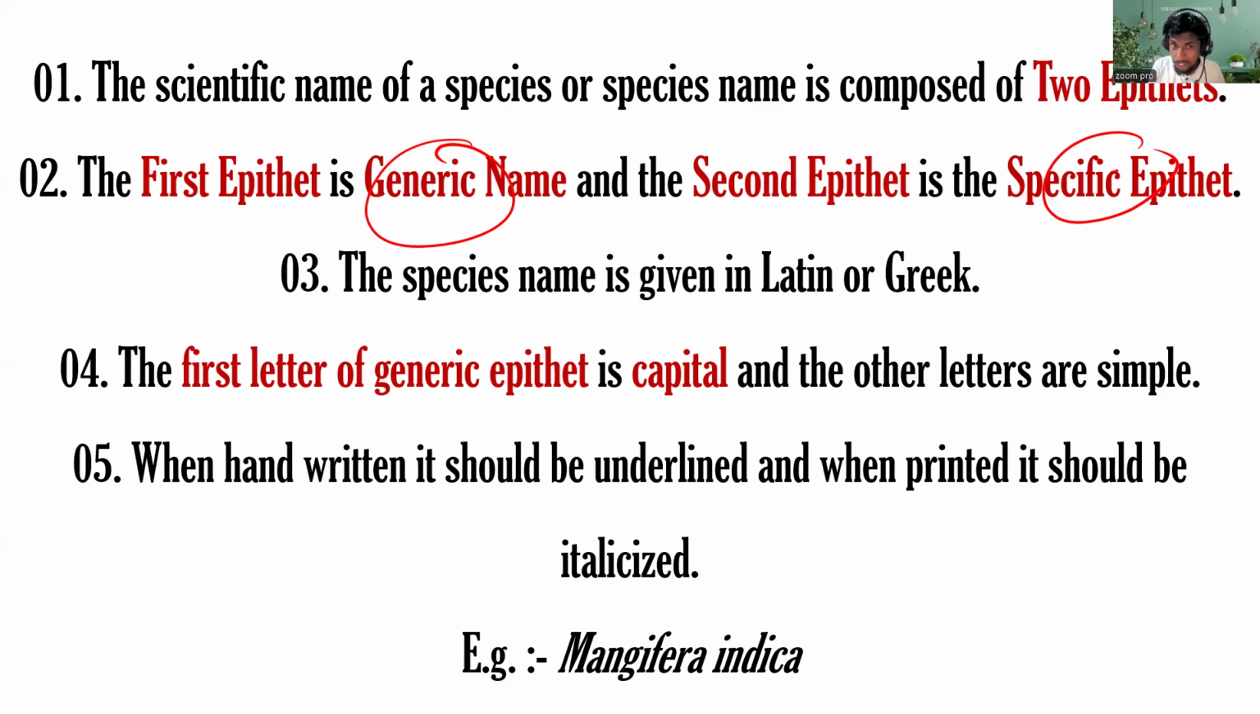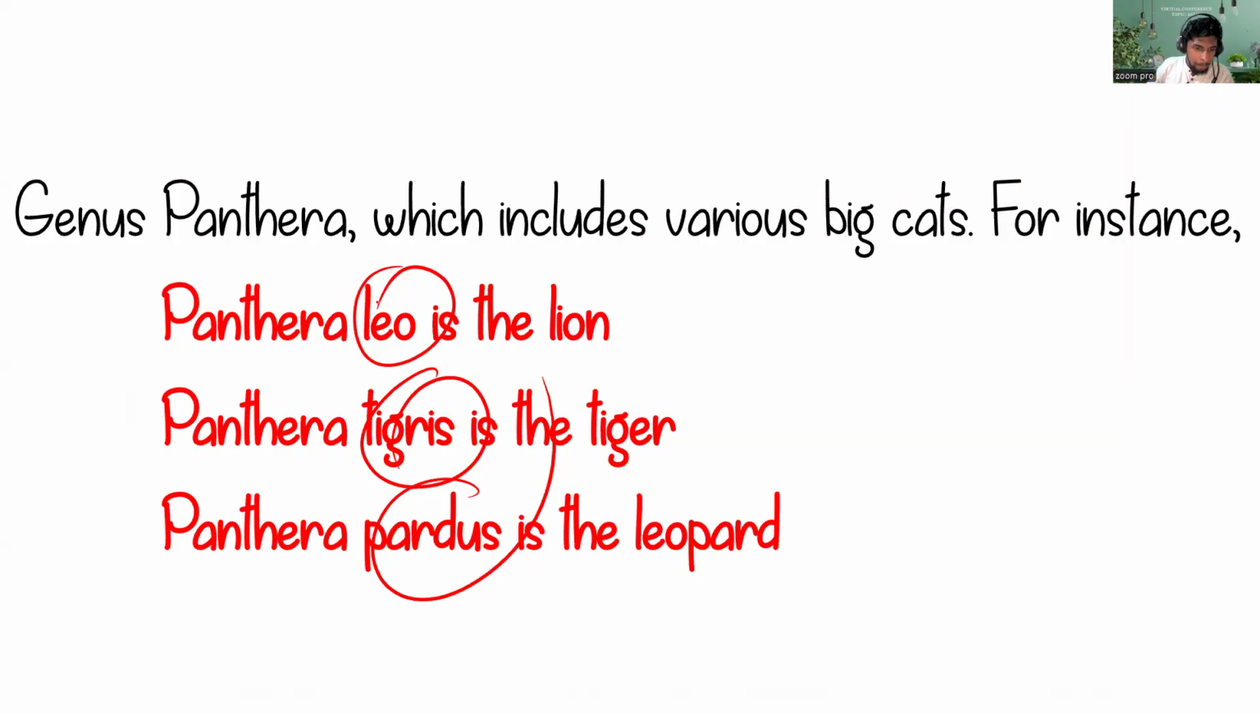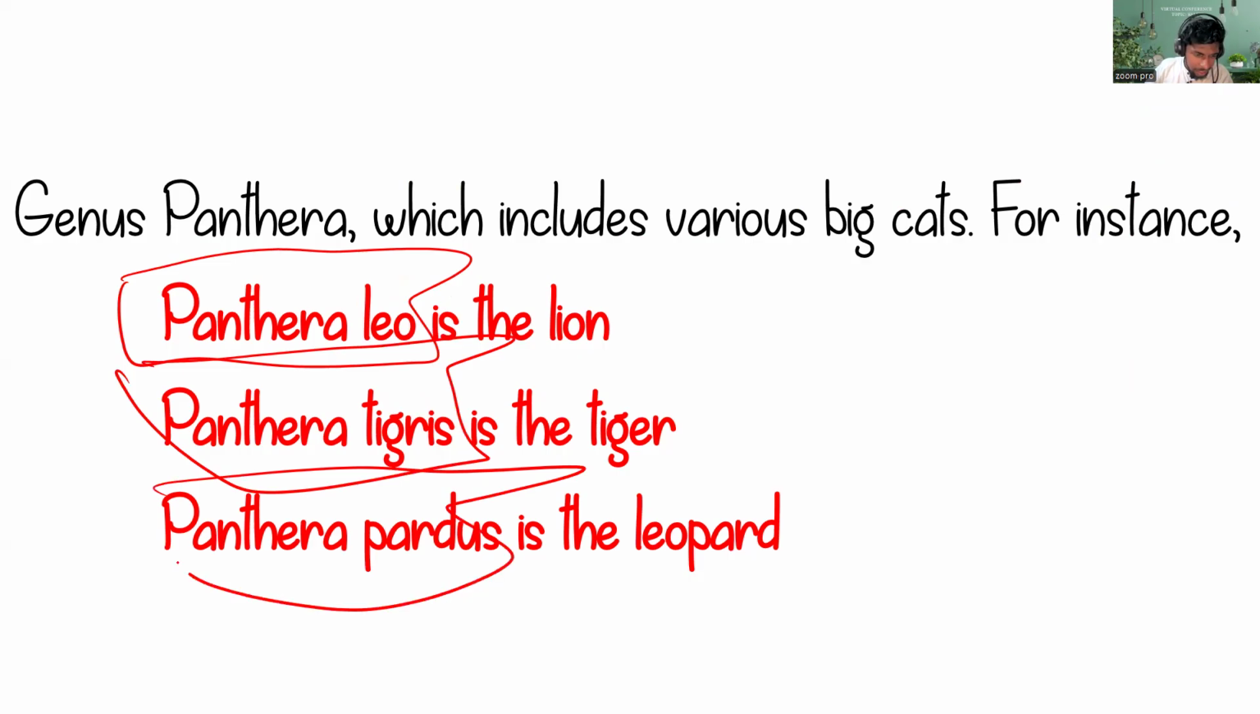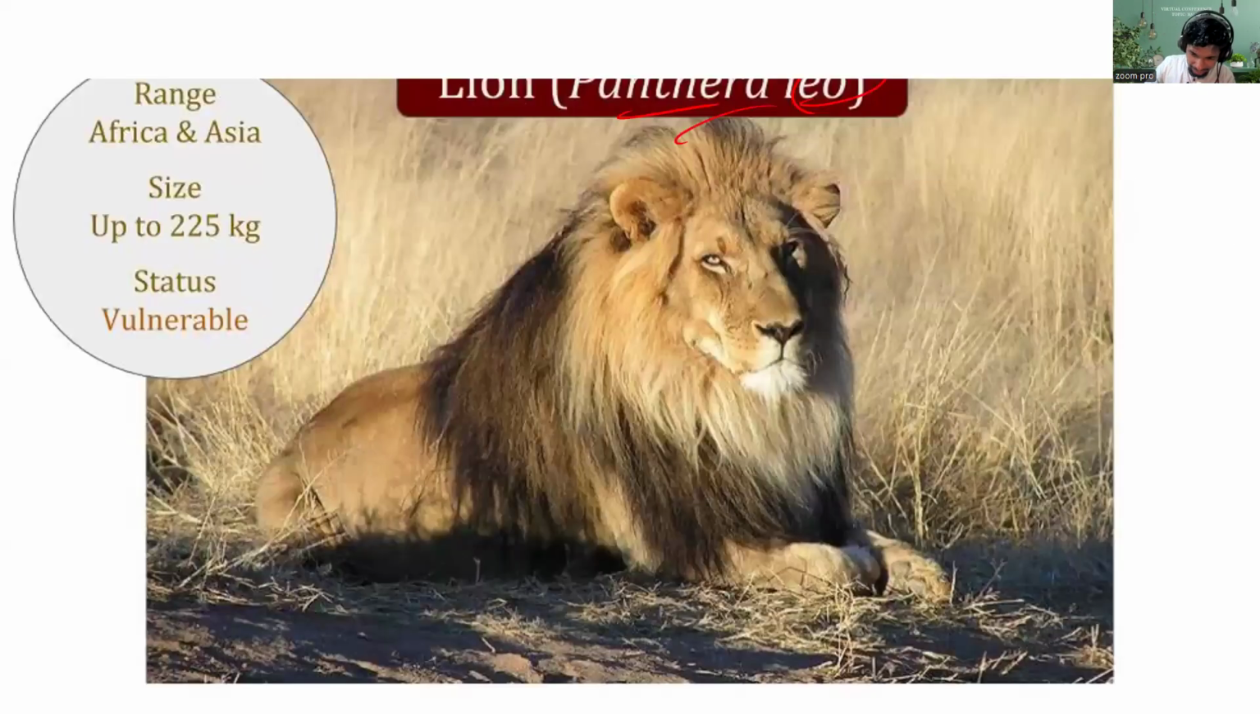The names are given in Latin or Greek, and all the letters must be in lowercase except the first letter. The first letter must be capital. Here you can see all the names are in lowercase except the capital first letter. That means the first letter of the generic name must be capital, and all the other letters must be lowercase. When we are writing, we underline the name, and when we are typing or taking printouts, the letters must be italicized like this.